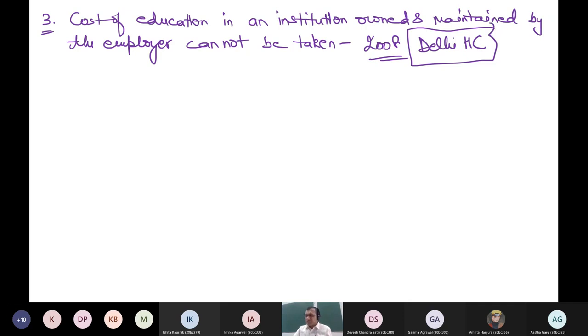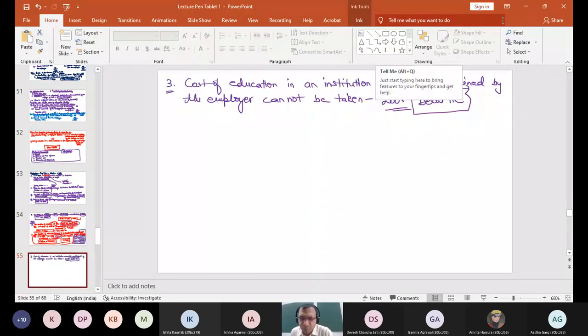You have to think rationally what is the cost of education in a similar institute in a similar locality, but in any case you cannot take the cost of education in an institution owned and maintained by your own employer. That cannot be taken. If education facility is clear, please raise your hands. Now if you have understood it, then you can easily check the confusion or different treatment which is there in different books or in different materials. This is my point of view.